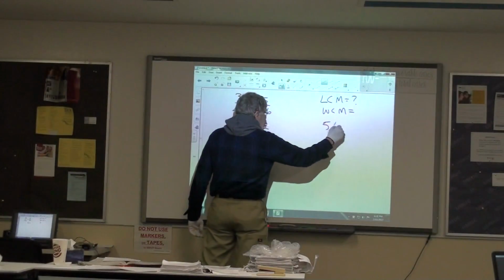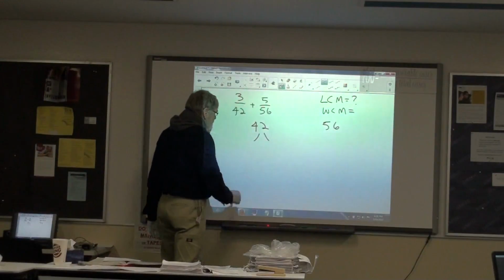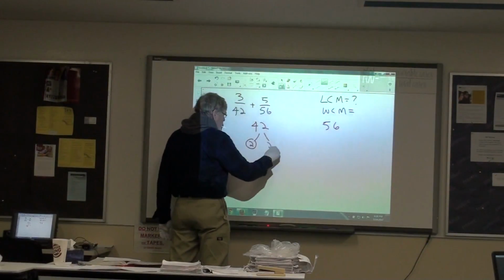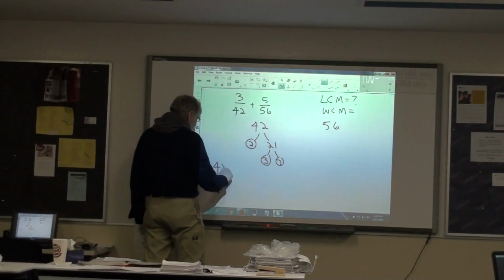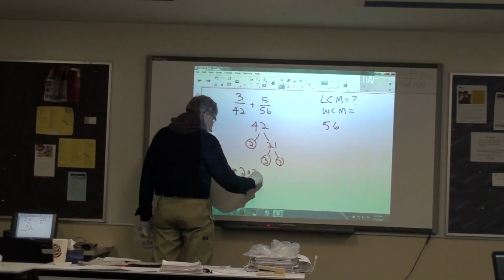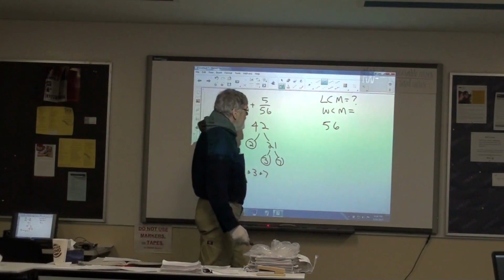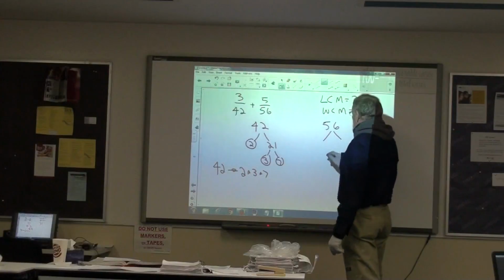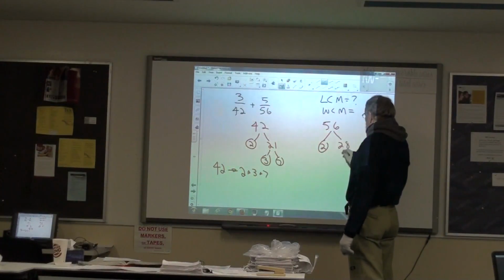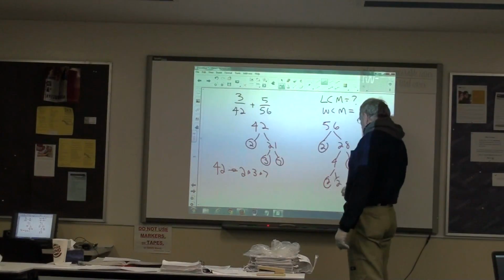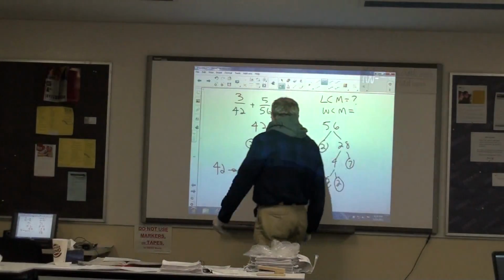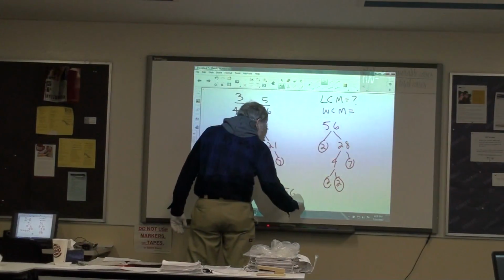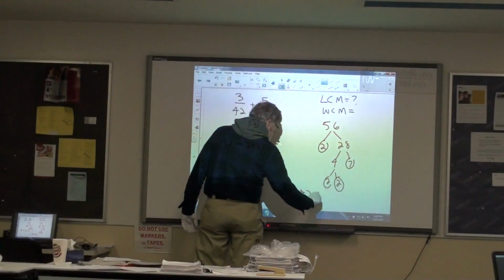So once again, we go to our prime factorization trees. 2, 21, 3, and 7. So 42 has a prime factorization of 2 times 3 times 7. Now 56 has 2 times 28, which is 4 times 7, which is 2 times 2. So we've developed the prime factorization for 56. So 56 has a prime factorization of 2 cubed times 7.